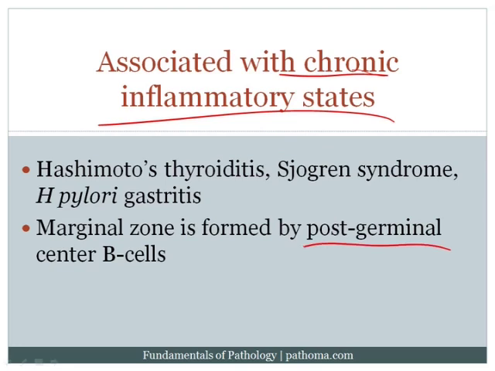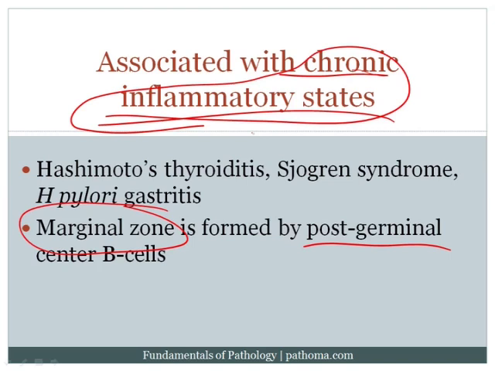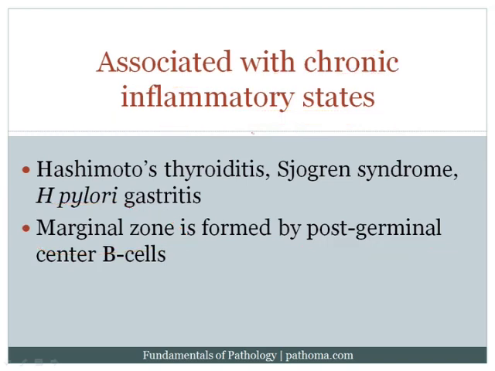And so when cells go into the germinal center and get activated because of, for example, chronic inflammation, that's when the margin is produced. And so the marginal zone would be classically seen, I should say, when there's chronic inflammatory states. So what are some associated disorders? In Hashimoto's thyroiditis, patients can develop a marginal zone lymphoma as a complication years later.